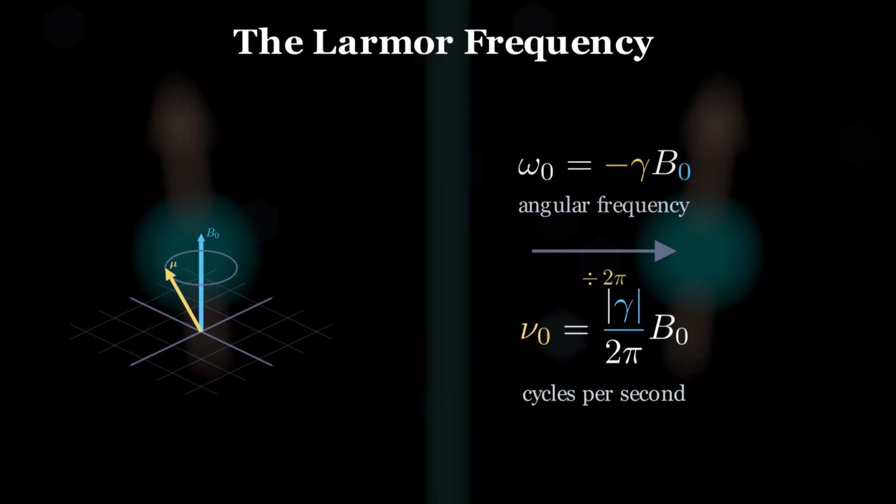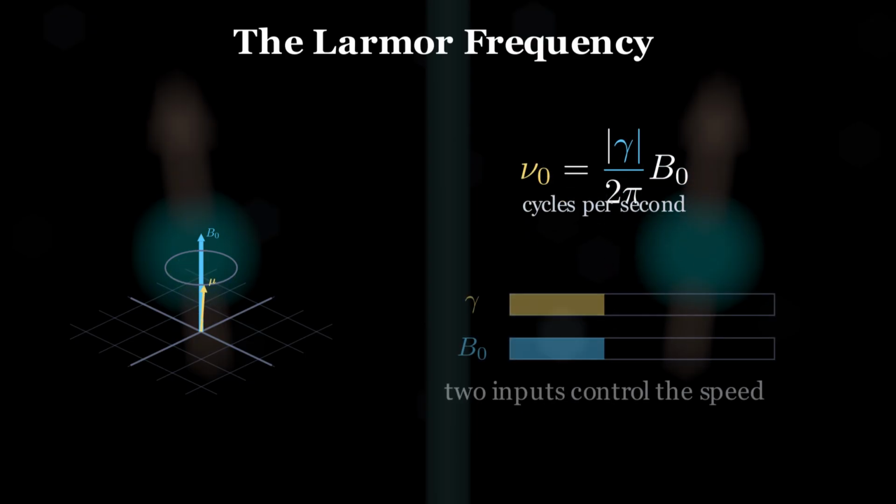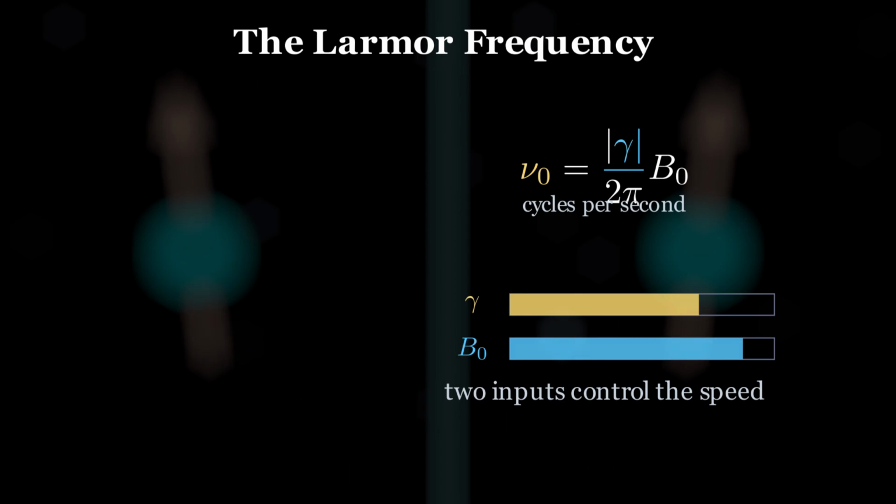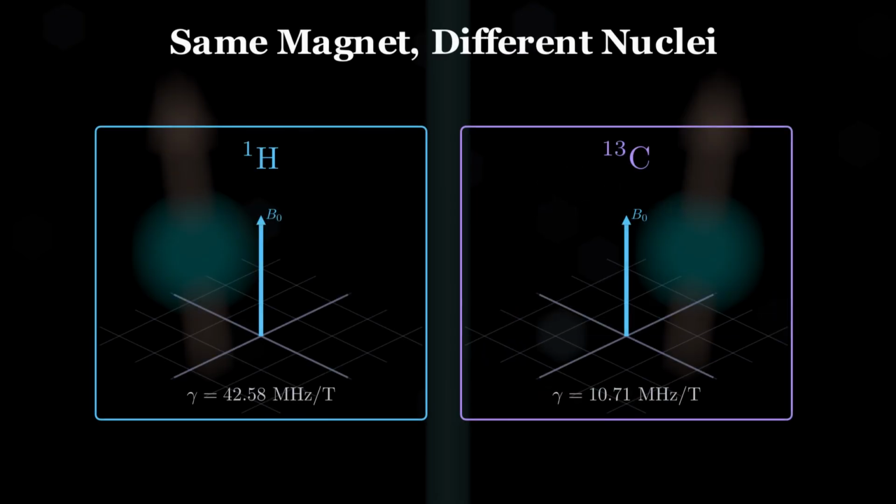It shows that the precession frequency depends on two things: the nucleus and the magnetic strength of the field. The nucleus because different nuclei have different gyromagnetic ratios, and the magnetic field because stronger magnets make the spins precess faster. So for hydrogen-1, gamma over 2π is about 42.58 megahertz per Tesla. For carbon-13, gamma over 2π is about 10.71 megahertz per Tesla.